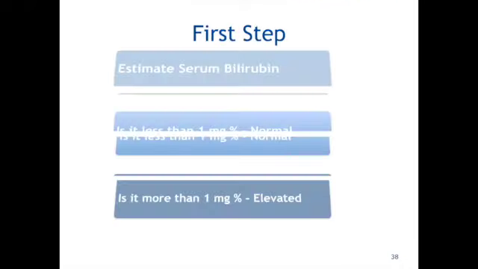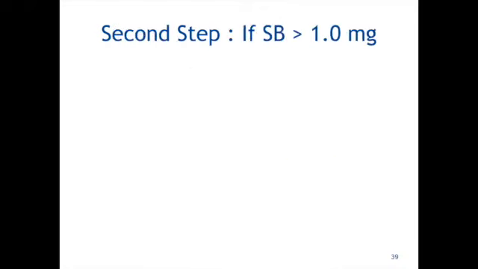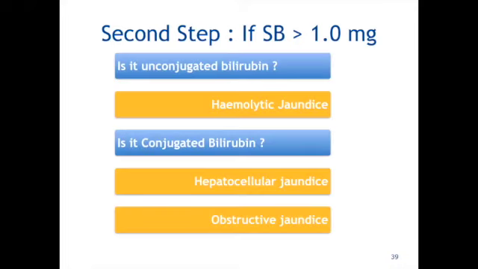So first step is estimate the serum bilirubin. If it is less than 1 milligram %, you can call it as normal. If it is more than 1 milligram, it is elevated. Second step, if it is elevated, is it unconjugated bilirubin? Then it may be due to hemolytic jaundice, or is it conjugated bilirubin? It can be hepatocellular jaundice or obstructive jaundice.